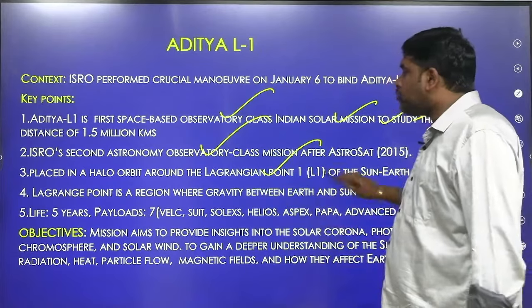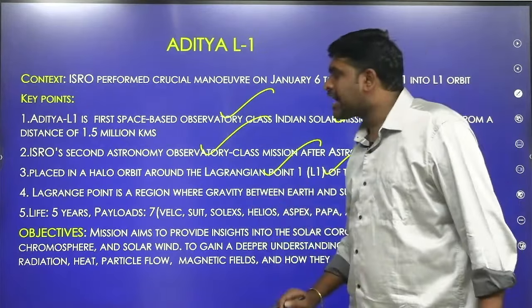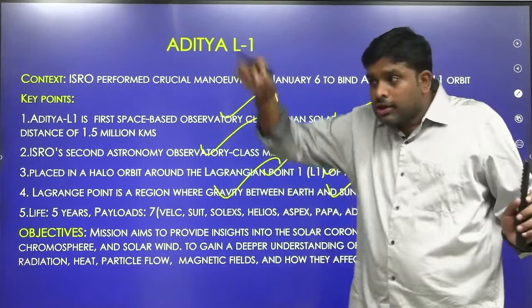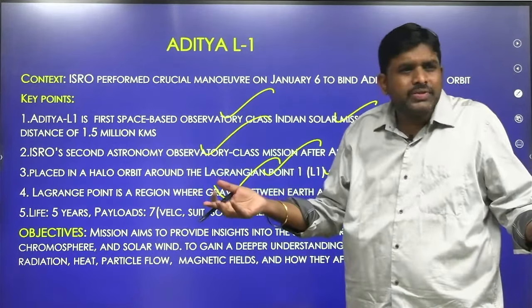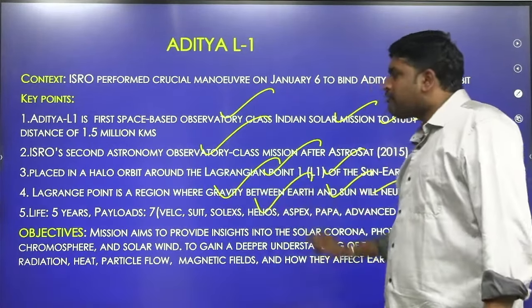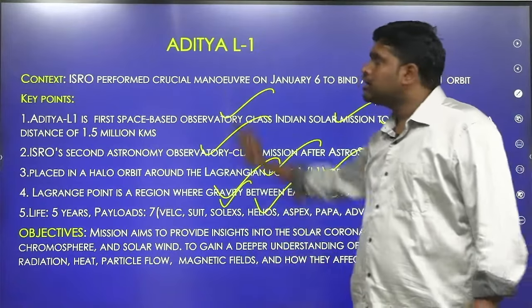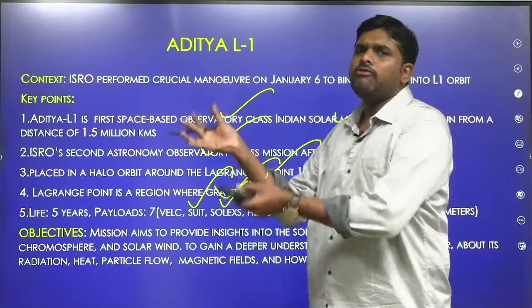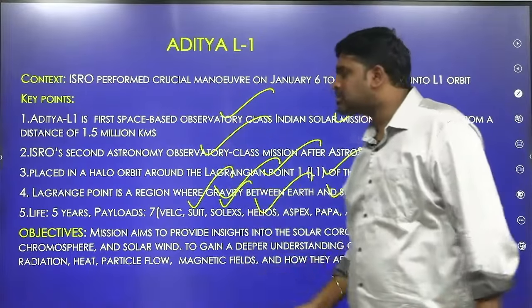It is placed in a halo orbit around the Lagrangian point. What is the Lagrangian point? It is a region where the gravity between Earth and Sun is neutral. That particular point is called the Lagrangian point. The time period of Aditya is 5 years, and there are 7 payloads on it.